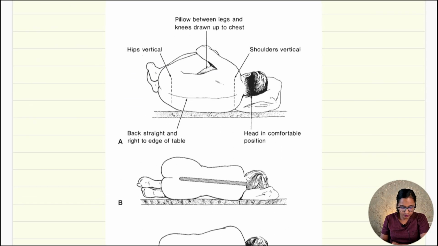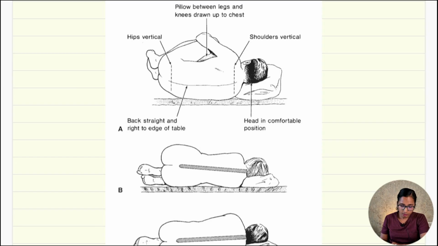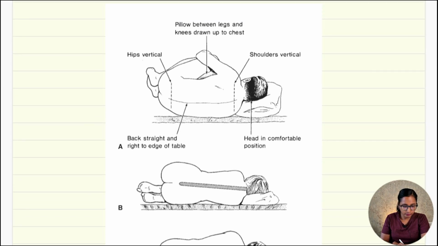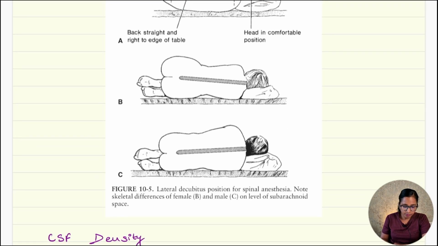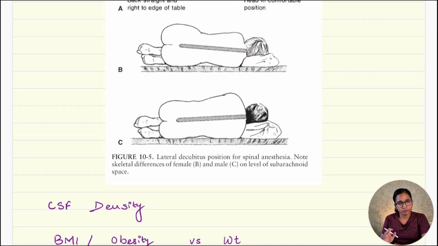This is the position of the patient in lateral, and this is the perfect position. Shoulders and hips are vertical to the patient and knees are drawn up to the chest with a pillow, and the spine opens up, with the intervertebral spaces opened up. If we compare male versus female, due to the broad shoulders of the male there is a slight head-up position in males, whereas due to the broad hips of females there is a slight head-low position in females. So we have to keep this in mind while giving the block.